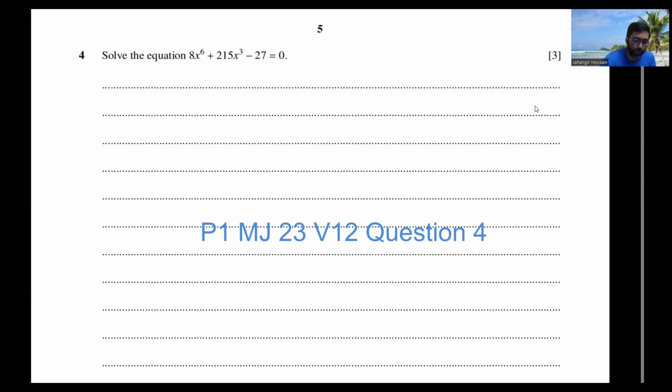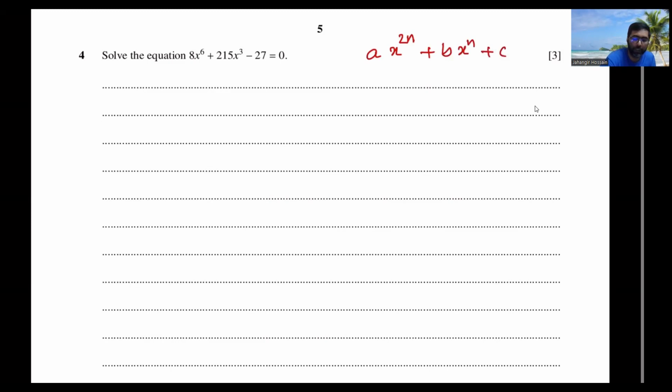The highest power is 6, then the next term has power of 3, then the next term is a constant. So this equation is in this form: a x to the power 2n plus b x to the power n plus c equal to 0. If the equation is of this form, you can use it as a quadratic and use the middle term break to factorize.